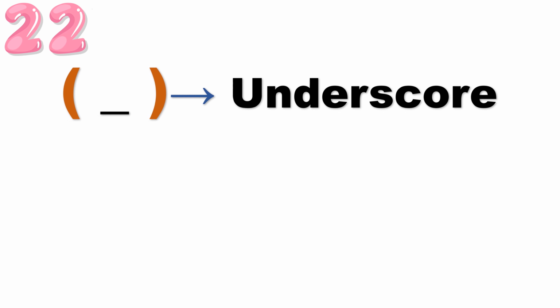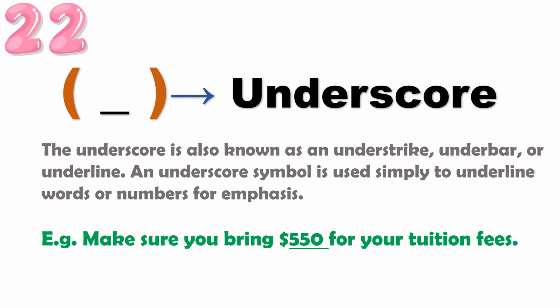Underscore. The underscore is also known as an understrike, underbar, or underline. An underscore symbol is used simply to underline words or numbers for emphasis. For example, make sure you bring $550 for your tuition fees.